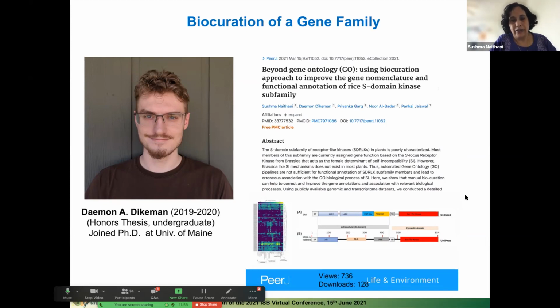So we did a literature review, and we also analyzed publicly available omics data, and we assigned more functional annotation to these genes and proposed a new or improved nomenclature for these 144 genes. So this was the work done for an honors thesis by Raymond Dykeman.